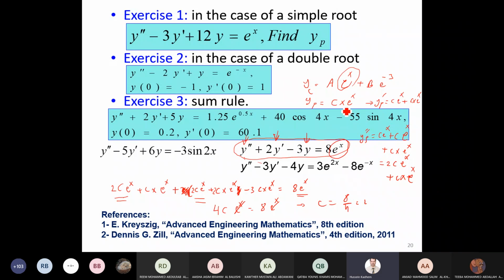So I come back to the original assumption here to say that y particular equal c, which is 2, x exponential x. This is the particular solution. Now, if it is clear, can you solve the last one here, just this one? Just tell me first, what is the complementary solution? What are the roots? Okay.